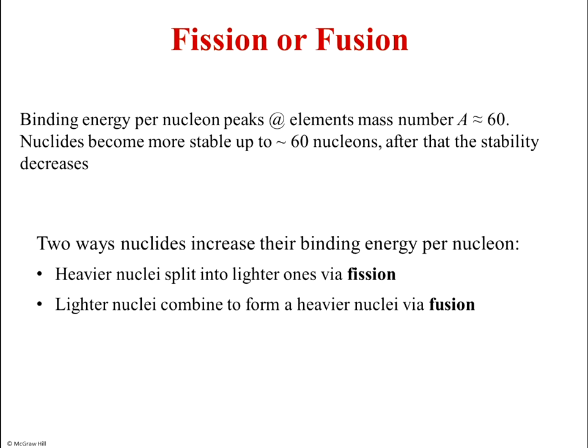There are two ways that nuclides can increase their binding energy per nucleon. The heavier nuclides have lower stability, so they have to become smaller, and these split into lighter nuclides via a process called fission. So fission is when a heavy nucleus breaks into two smaller nuclei. Lighter nuclides will combine together to form more stable systems that have a higher binding energy per nucleon via a process called fusion. So when two nuclei come together to form a heavier nucleus, that is fusion.